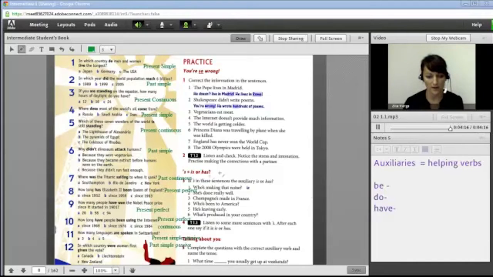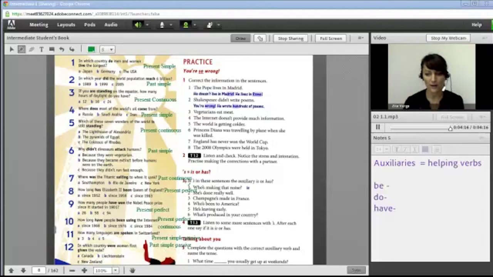7 is past continuous. Number 8 and 9 are in the present perfect simple actually. Number 10 is the present perfect continuous. Number 11 is the present simple, but it's a passive sentence. And number 12 is past simple in the passive.